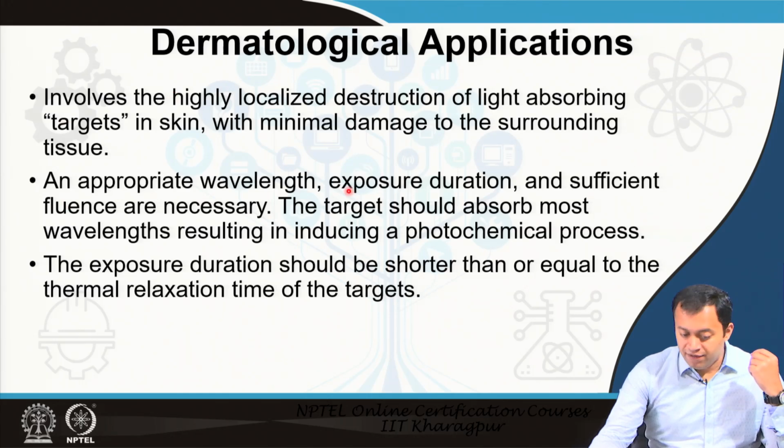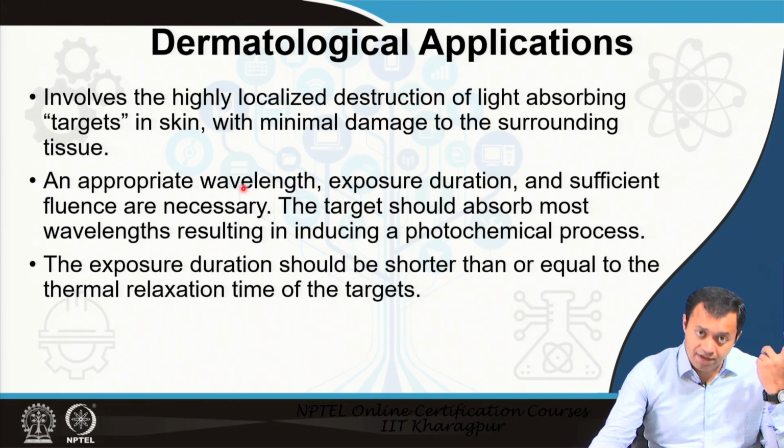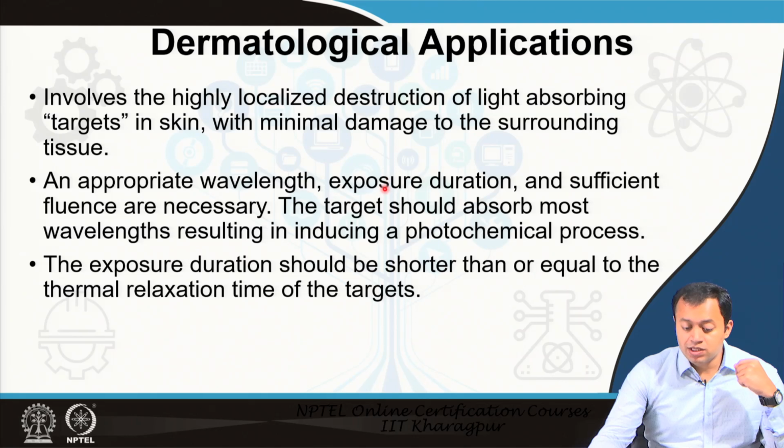An appropriate wavelength, exposure duration and sufficient fluence are necessary. The target should absorb most of the wavelength, resulting in some kind of photochemical process. So obviously a specific wavelength that is absorbed by that specific component of the skin. How long have you exposed it? 5 seconds, 10 seconds, 100 seconds, and what is the overall fluence? Fluence as in energy per unit area. So 5 joules per centimeter square, 100 joules per centimeter square, 1000 joules per centimeter square, don't go to 1000 joules, you get the point, that's the idea.